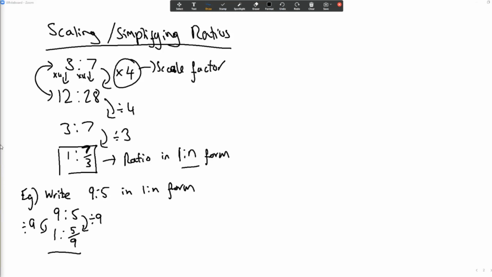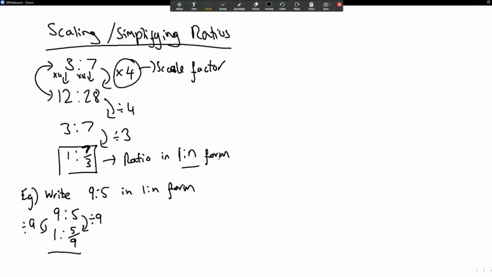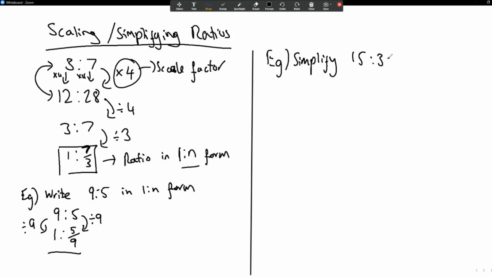Now, what we can do also is simplify ratios. Like when you're dealing with a fraction, the simplest form is when it doesn't have any more common factors. For example, we can say simplify 15 to 30 to 24.